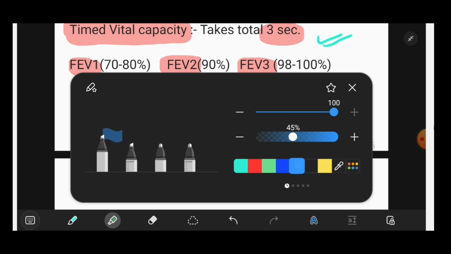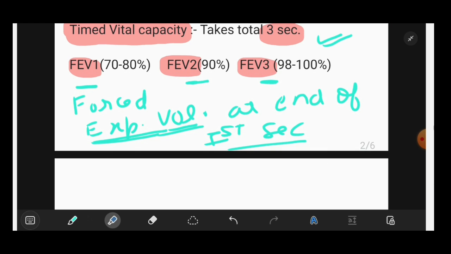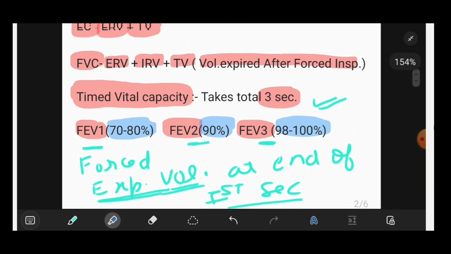What are the different percentages? FEV1 is about 70 to 80%, FEV2 is about 90%, and FEV3 is 98 to 100%. So guys, this is very important. You will see in my next video why this is very important.